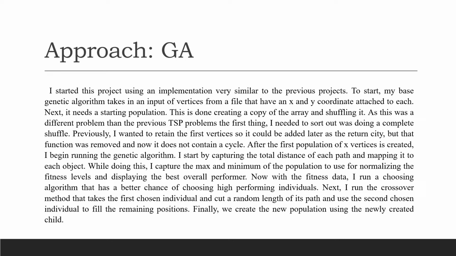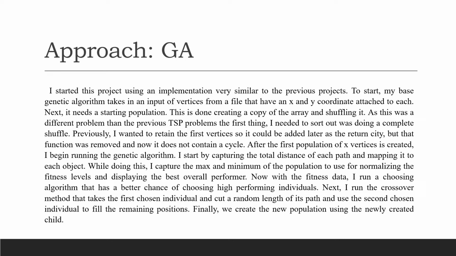Now first, I would like to discuss my approach, and we'll start with my comparison algorithm, which was just an unaltered genetic algorithm. Now I started this project with an implementation very similar to our previous projects, and I start with my base genetic algorithm that takes our input from a file that has the X and Y coordinates attached to each of them. And then next it needs a starting population. So I run through the file, create my comparison parents, and then once I do that, I take a copy of the array and begin shuffling it a number of times to get good variation for that initial parent.